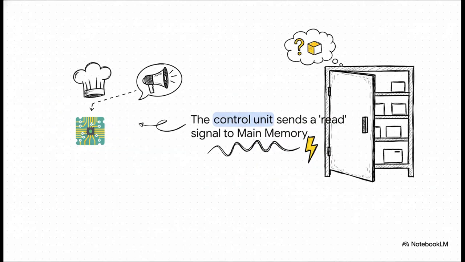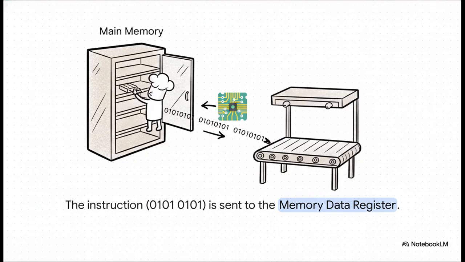With that address ready on the post-it note, the control unit, who is kind of like the chef's sous chef or assistant, shouts over to the pantry. It sends a read signal, and that basically just means, hey pantry, I've sent you an address, get ready to send me back whatever you've got stored there. So the pantry gets the message, finds the item at that address, and sends the contents back. In our case, it's a binary instruction, 0101 0101.